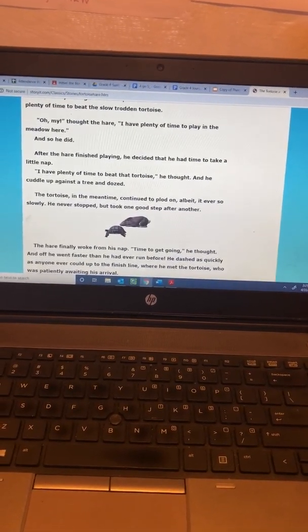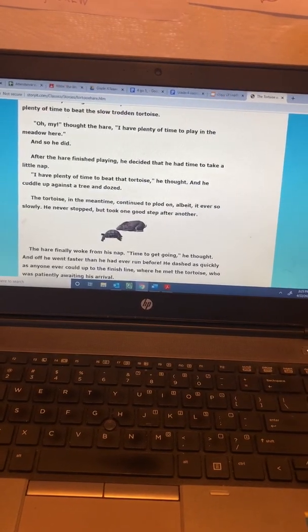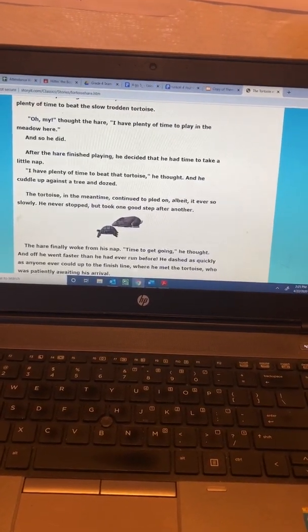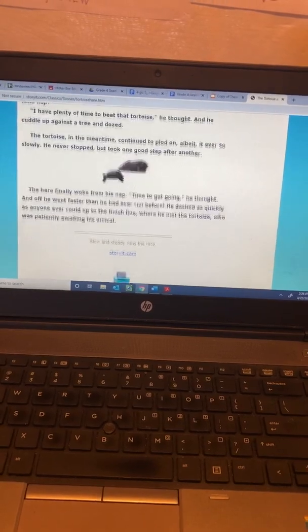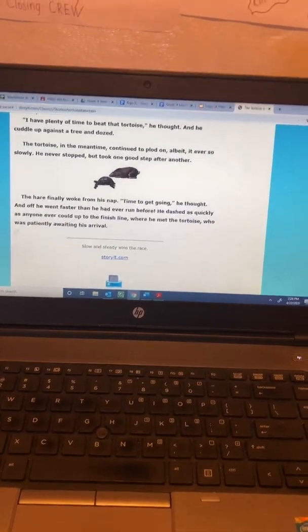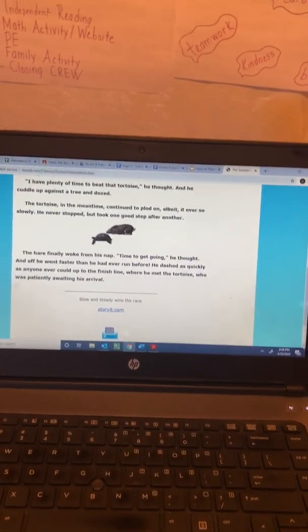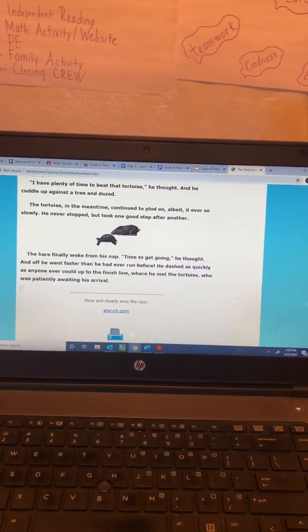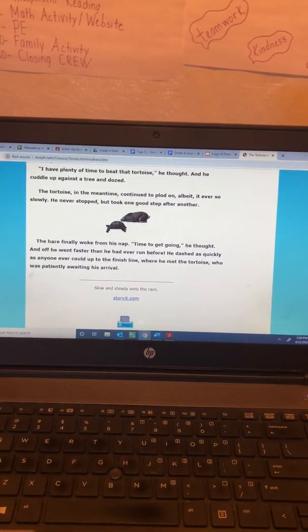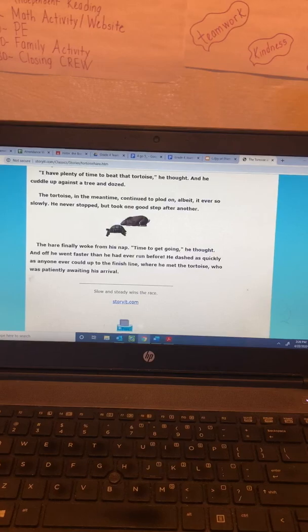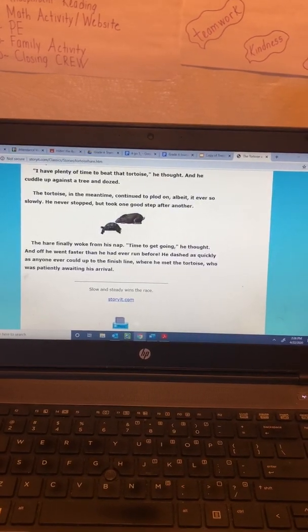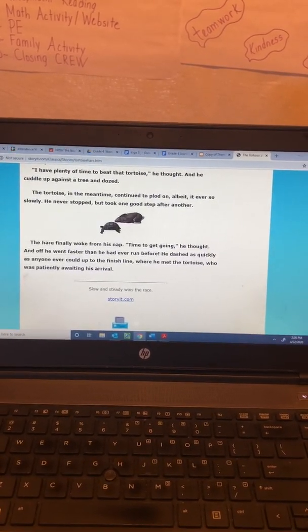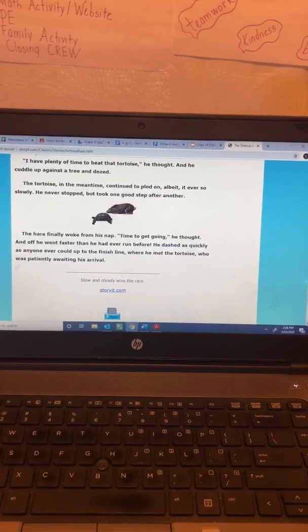He never stopped, but took one good step after another. The hare finally woke up from his nap. Time to get going, he thought, and off he went faster than he had ever run before. He dashed as quickly as anyone could up to the finish line, where he met the tortoise, who was patiently awaiting his arrival.